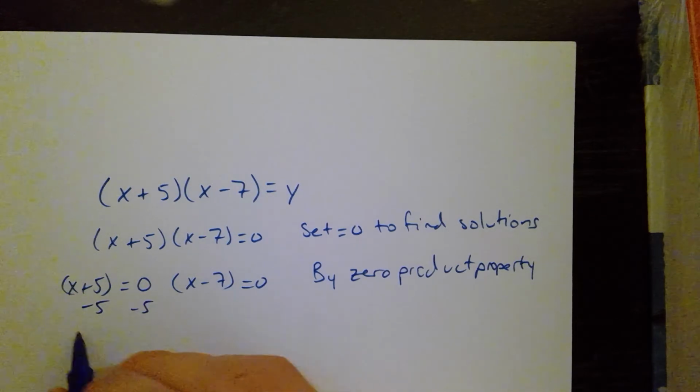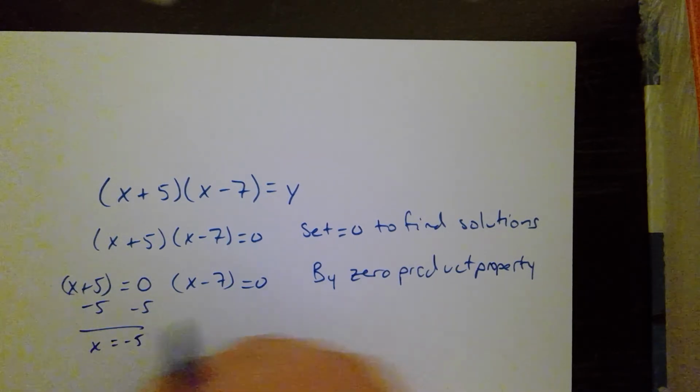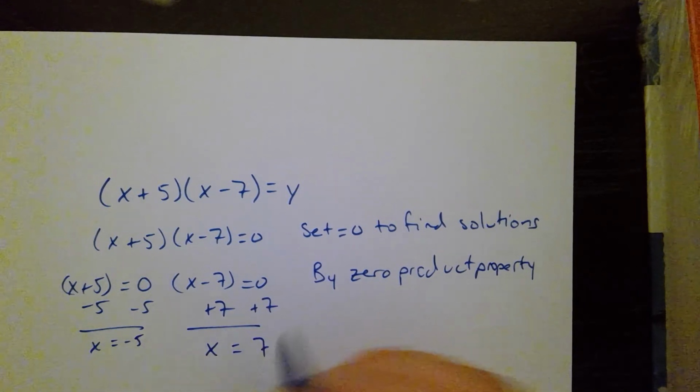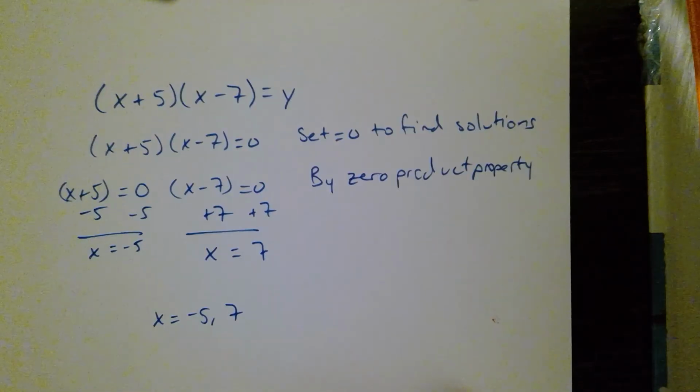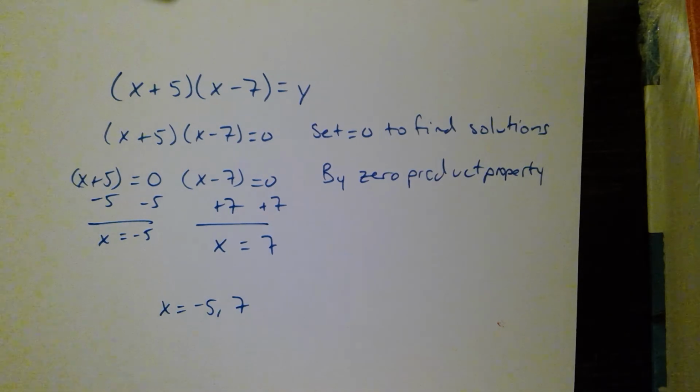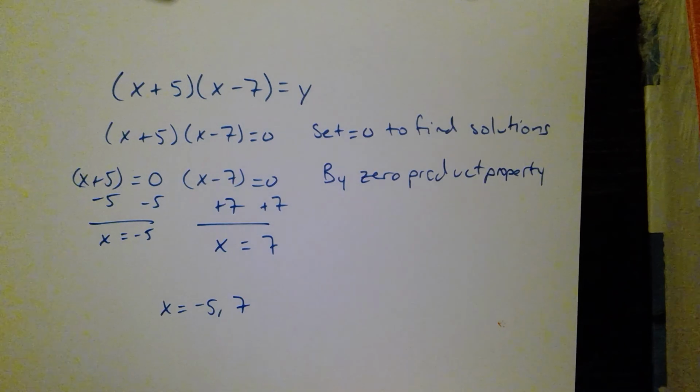Minus 5, plus 7, plus 7. So x equals negative 5 and 7. Okay? Those are our solutions. Those are our roots. Those are our x-intercepts. Those are our zeros. All of them. Okay? Now, I have a few questions for you to finish up to practice this on your own.